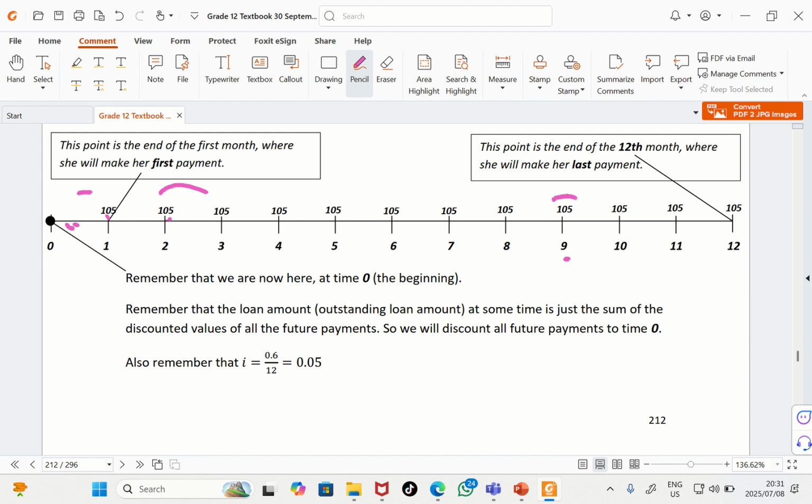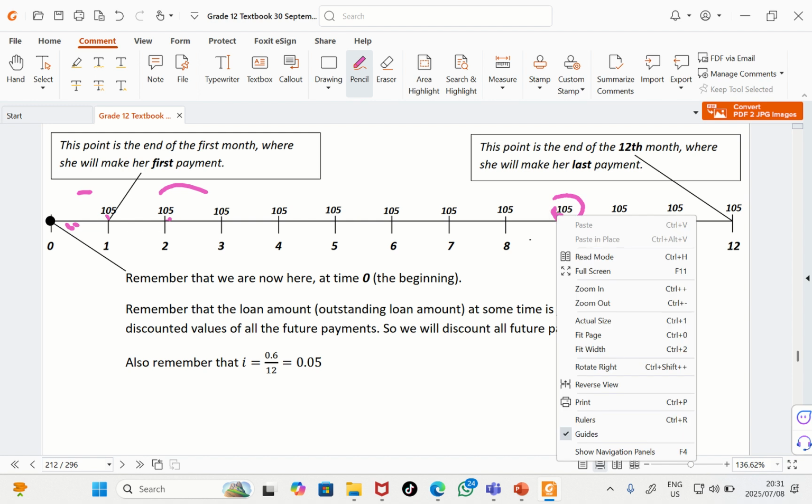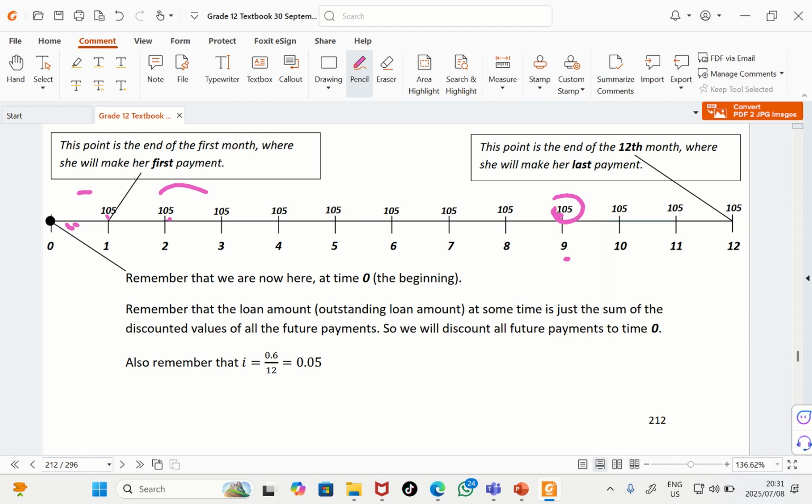So they debit 105 today. Let's just say it's today, time 9. Then what is the balance outstanding? Meaning that if she decides to just settle the balance today, how much does she need to pay? Okay, so this is how you calculate it. You're going to use the same present value formula.